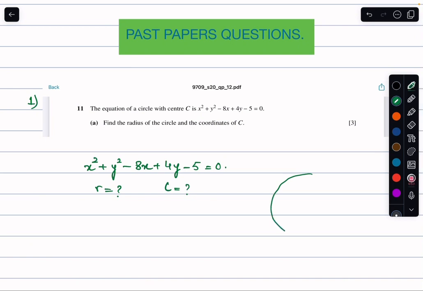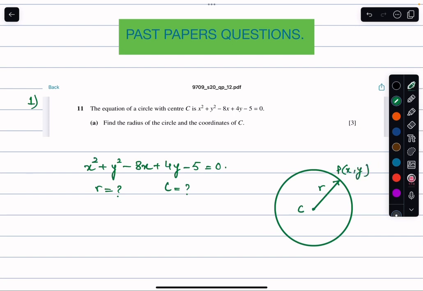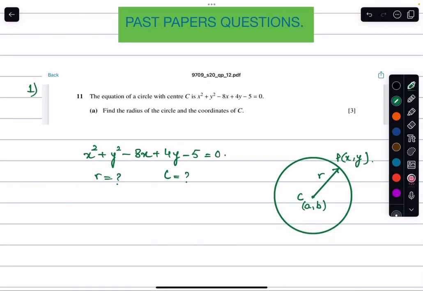So if I draw the circle here, then with respect to the circle, what we know is that there is the center with, let's say, the coordinates x and y, and we have the radius. Let's say the point is P and this point has coordinates x and y, and C, the center, has coordinates a and b. So if I need to find the radius as well as the center, I know that the equation of the circle is represented by x minus a the whole squared plus y minus b the whole squared, and this is equal to the radius squared.